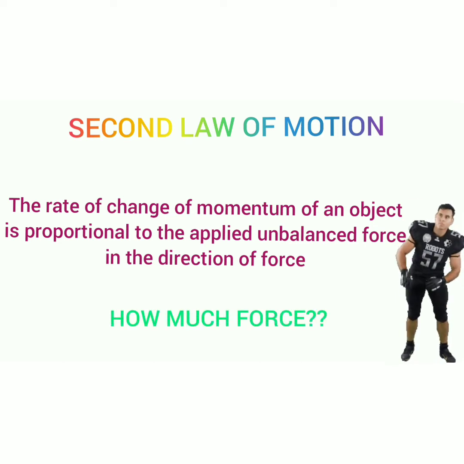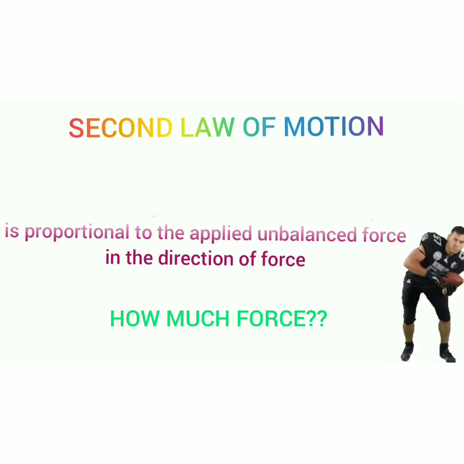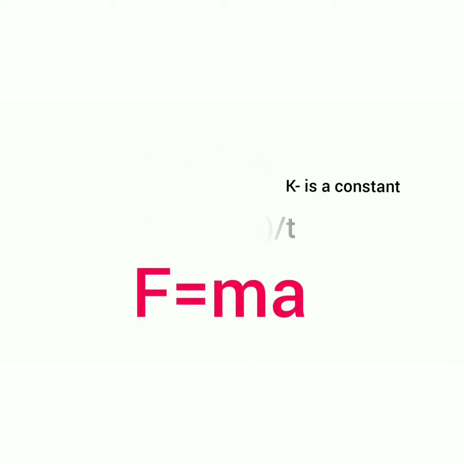We know the rate of change of momentum is the change in momentum divided by time. Here we apply force instead of rate of change of momentum because these two are directly proportional. So we have F proportional to m into (v minus u) by t. Change the proportionality sign by multiplying with a constant k, and the change in velocity with time is acceleration. Hence the equation becomes F = ma.